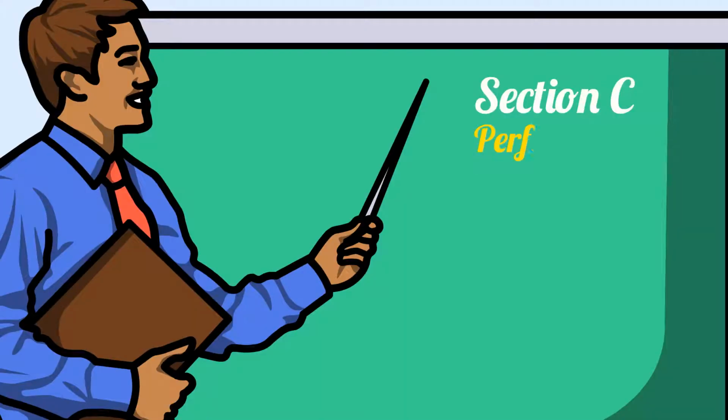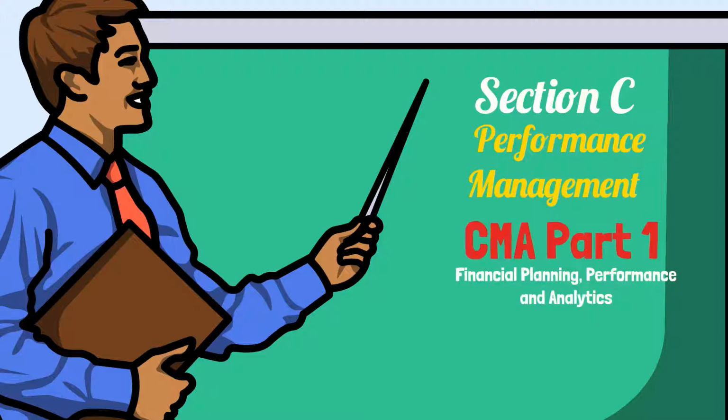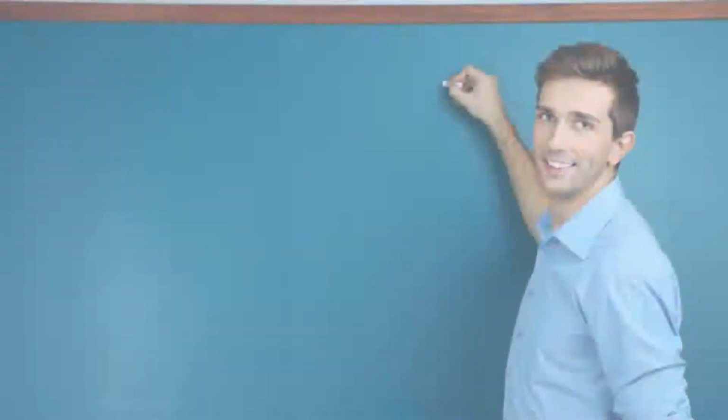In this video, we will be learning about Section C, Performance Management of the CMA Part 1, Financial Planning, Performance and Analytics. It has the weightage of 20% in exams.